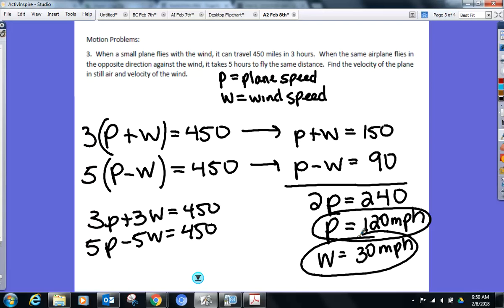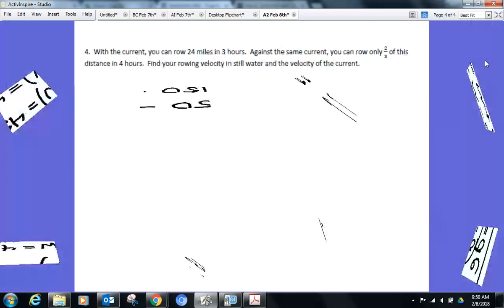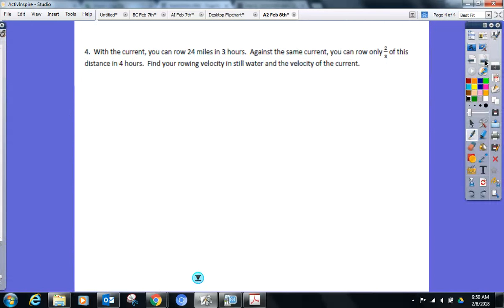Okay, one more. You're going to take over this one. Still a plane question here. Oh, rowing. Here we go. With the current, you can row 24 miles.